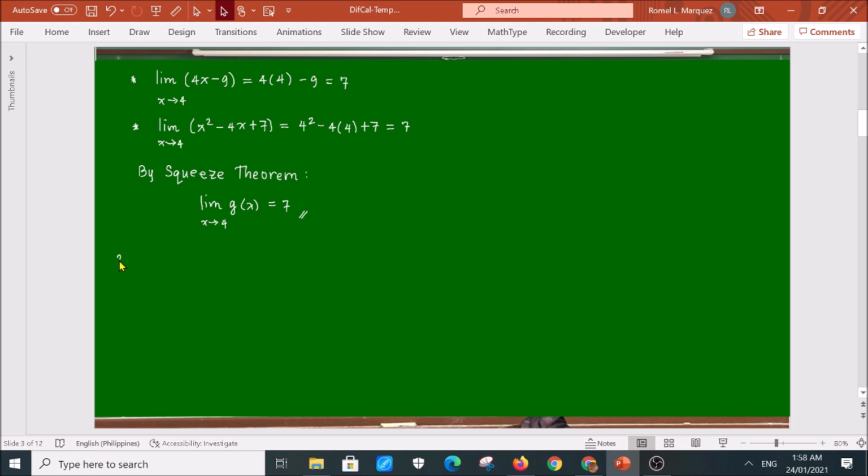So let us have number 2. If 2x plus x squared is less than or equal to g of x plus x squared, and this is less than or equal to x to the fourth plus 2, for all x, find the limit of g of x as x approaches 1.